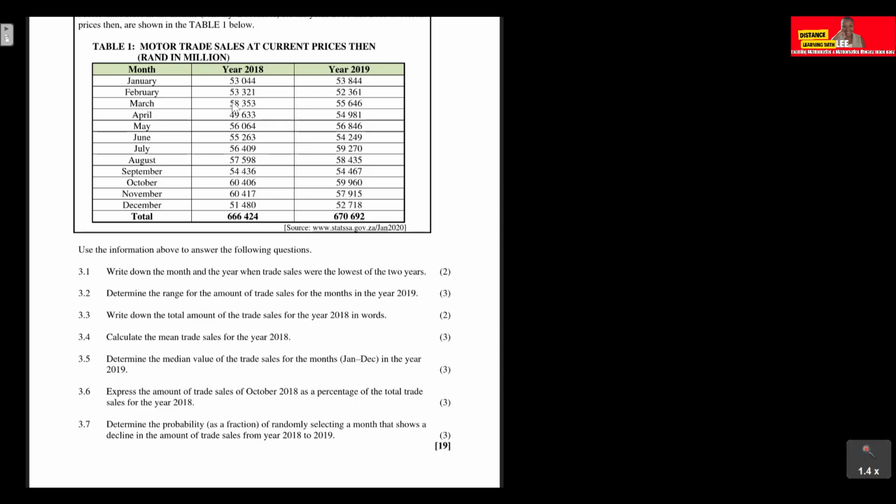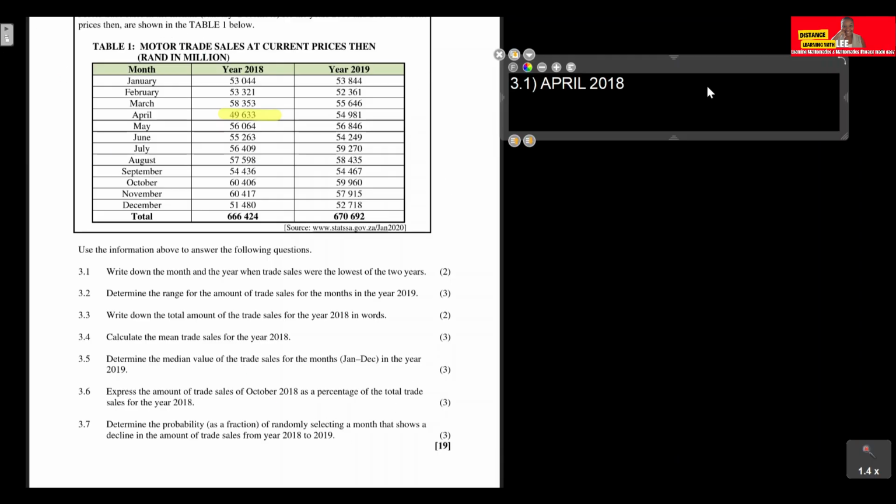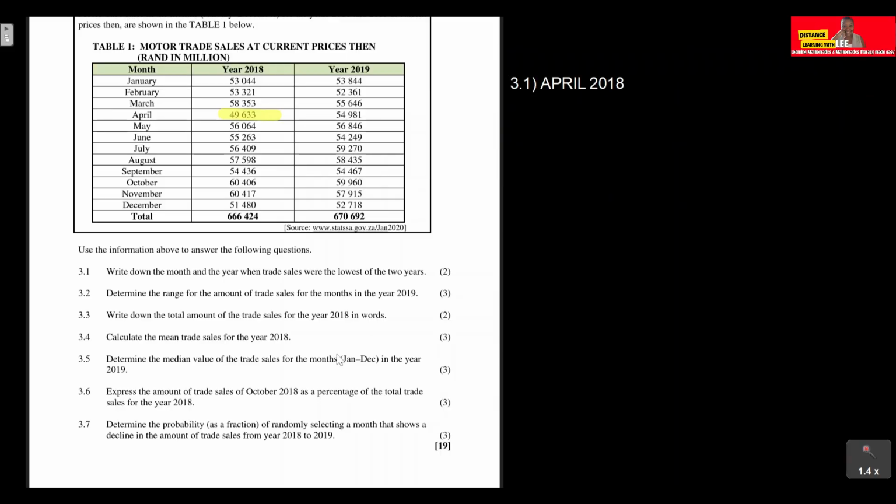If you skim through there, you will see that the month of April and the year 2018 was when the trade sales were the lowest for these 2 years. So the month and the year when the trade sales were the lowest for the 2 years was April 2018. So we're going to write that down. Let us have a look at the next question.